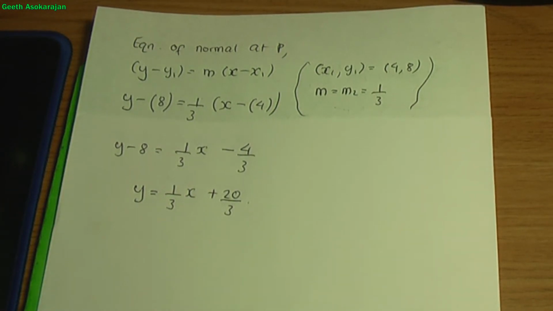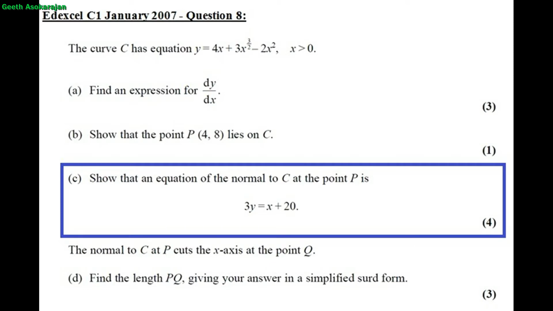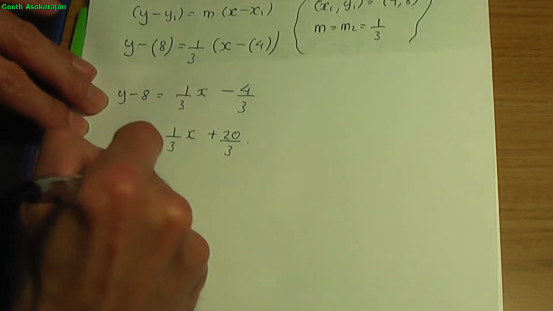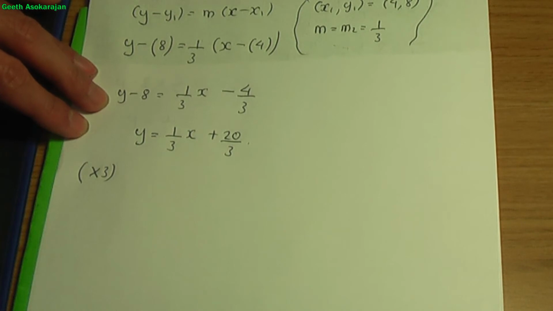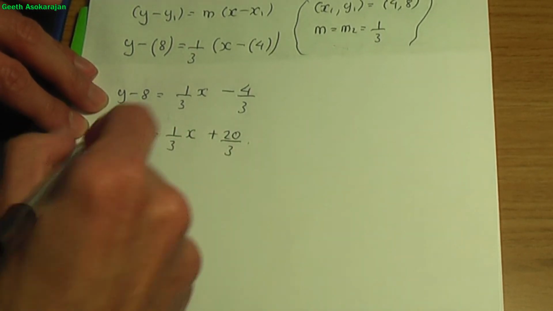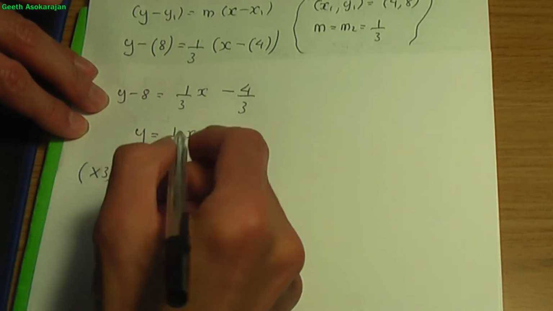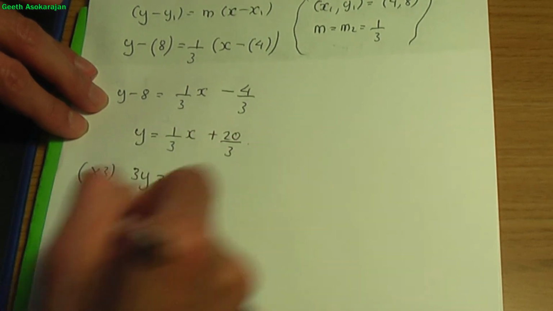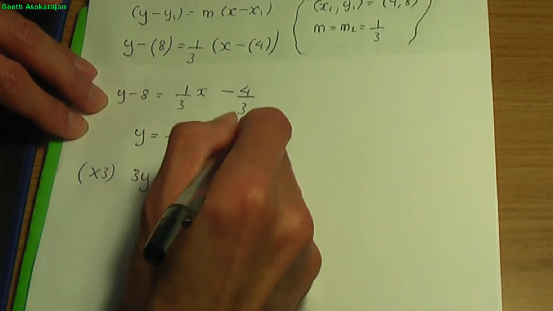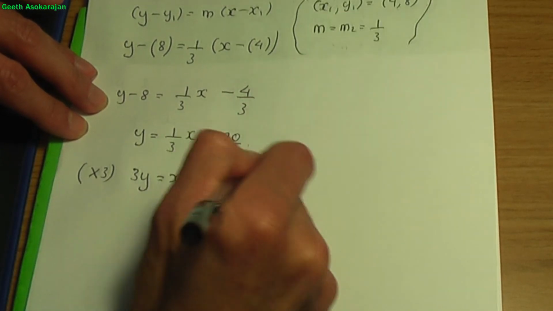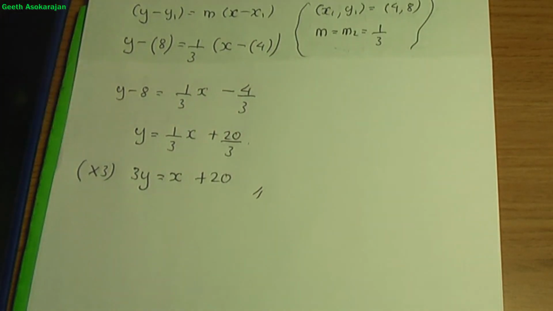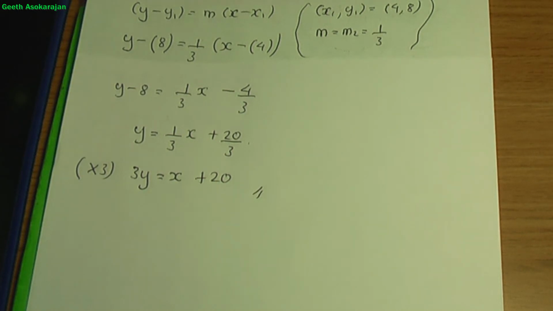So let's go back to the question. We need the equation of the normal, and we need to show that this equation can be written in this form, 3y equals x plus 20. So back to the paper and pen. We're almost there. If I multiply every term in the equation by 3, we'll get 3 times y, which is 3y, equal to a third times 3, which is x, plus 20 over 3 times 3, which is 20, and that is the form that is required. So that completes part C.